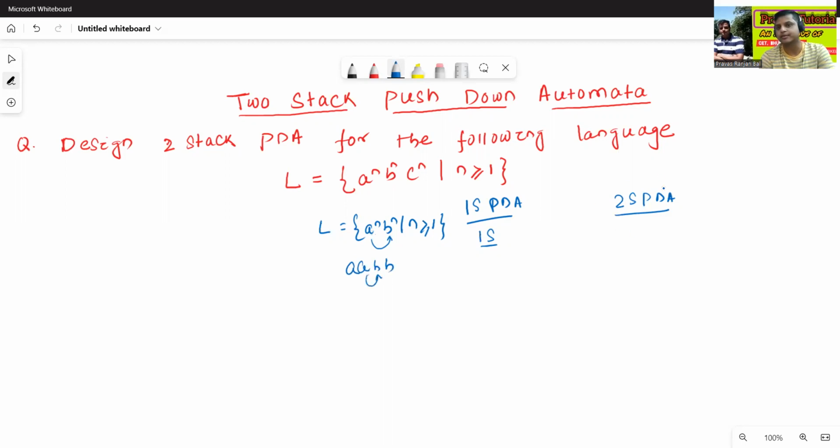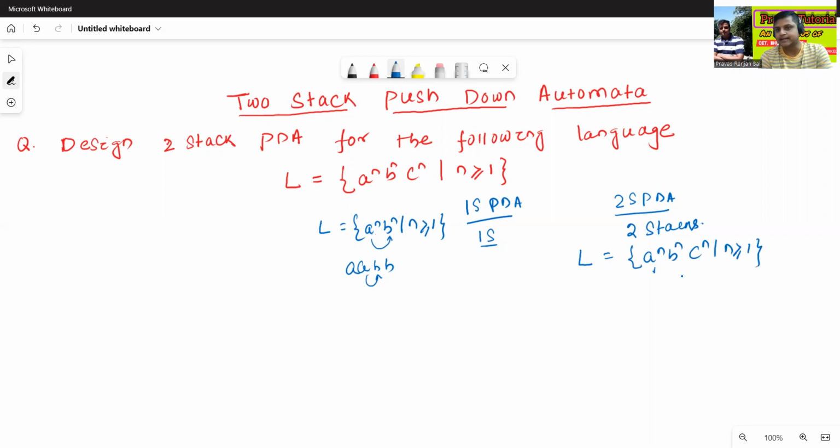But in the case of two-stack PDA, what do we always use? Two stacks. Two stacks means more than one memory, more than one comparison will be required. For example, language L = a^n b^n c^n, where n is greater than or equal to 1.